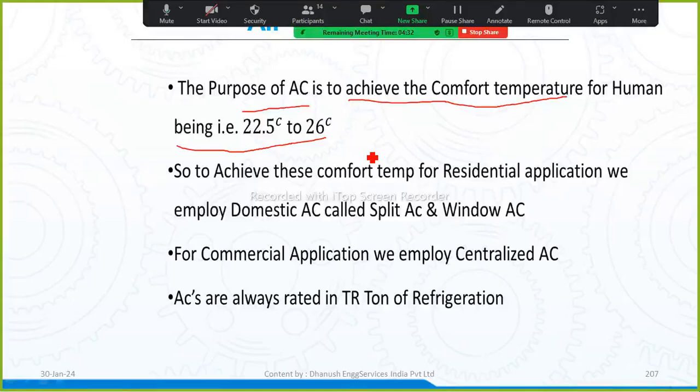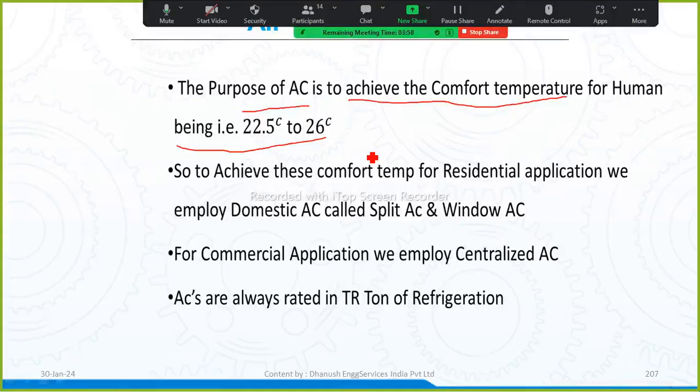What does this mean? Now, in one room, let us take one room. In that room, if you provide 1 ton of AC, I will put 1 ton of ice. If you provide 1 ton of ice in that room, what happens to that ice? It will start melting. Why does it melt? Because whatever heat is there inside that room is absorbed by the ice. When the heat is absorbed by the ice, the ice will start melting from a solid state to a liquid state. The temperature stays at 0 degrees Celsius, but it melts from solid to liquid.